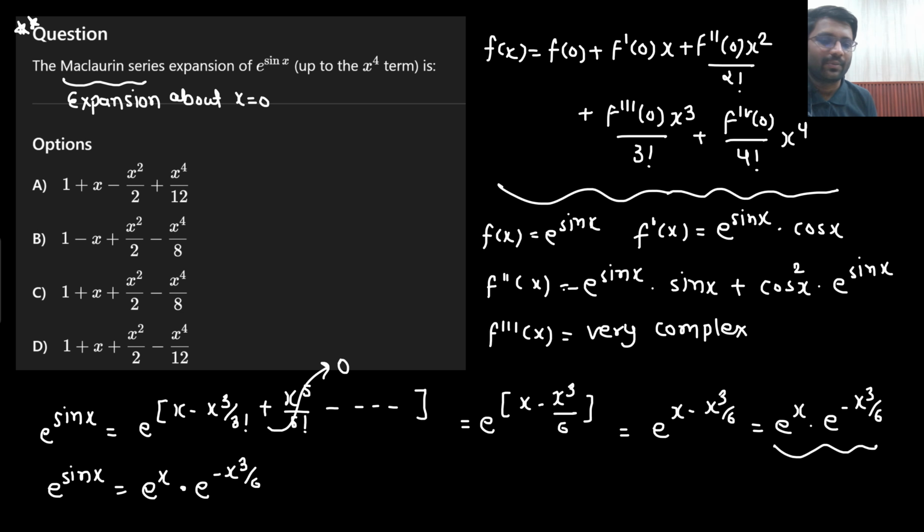Basically I know the expansion of e to the power x, no? What is that? 1 plus x square by 2 factorial plus x cube by 3 factorial, which is 6, plus x to the power 4 by 4 factorial, which is 24. Till this point only I will write down. Why is that so? I will not go to x to the power 5. Because maximum power I need till x to the power 4.